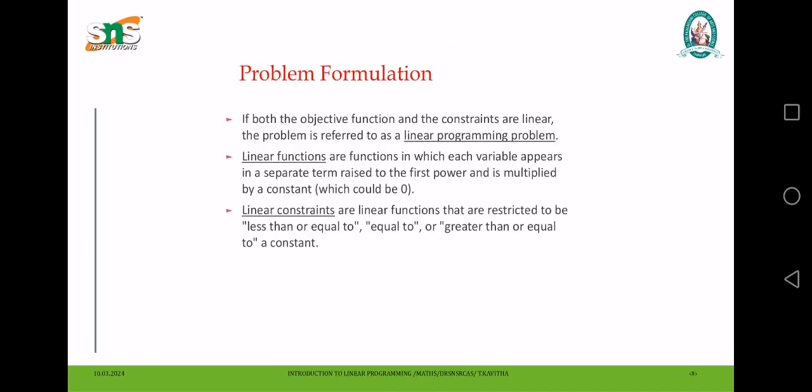Problem formulation: both the objective function and the constraints are linear. The problem is referred to as a linear programming problem. Linear functions are functions in which each variable appears in a separate term raised to the first power and is multiplied by a constant, which could be 0. Linear constraints are linear functions that are restricted to be less than or equal to, or greater than or equal to, a constant.